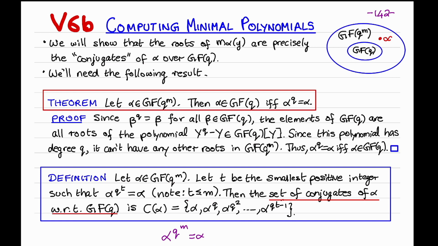I'll next define the set of conjugates of alpha with respect to GF(q). This is a set denoted C of alpha that you get by starting with alpha and repeatedly raising this element to the power q. So you get alpha, alpha to the q, alpha to the q squared, all the way up to alpha to the q to the t minus 1. And I've stopped at this element since the next element in the list will be alpha to the q to the t, which equals alpha, the first element in the list.